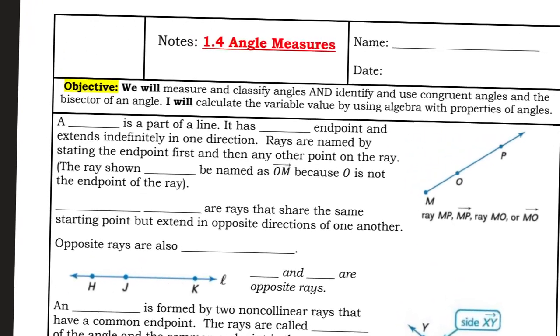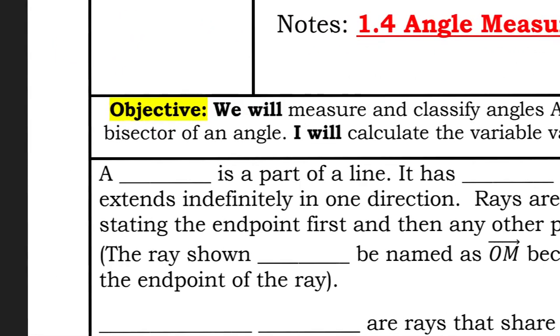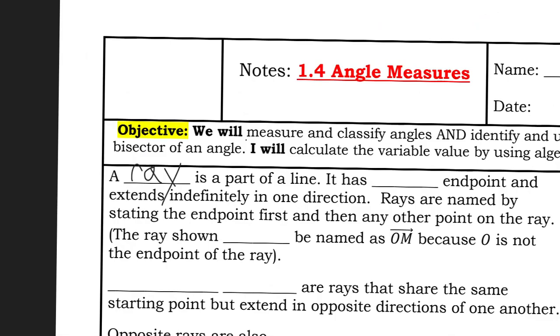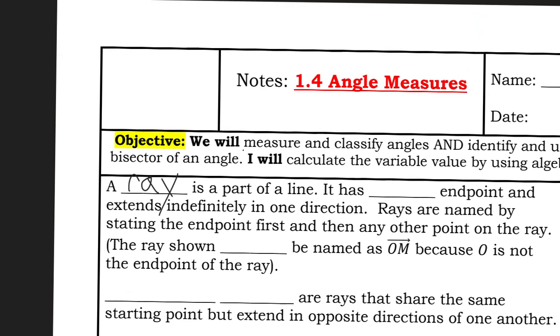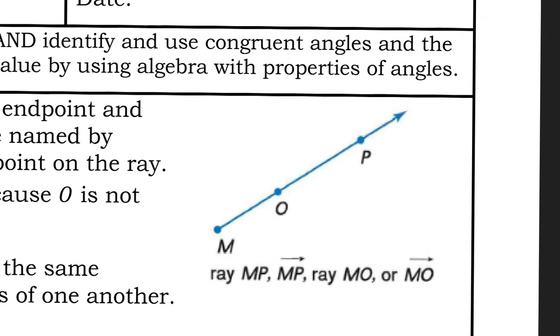In this first section, we're talking about a ray. A ray is a part of a line. It has one endpoint and extends indefinitely in one direction. So what does that mean? It means if you were to look at this point, this would be the endpoint, M. And you just need one other point to name the ray. So you could use O or you could use P. That's why this says ray MP or ray MO.